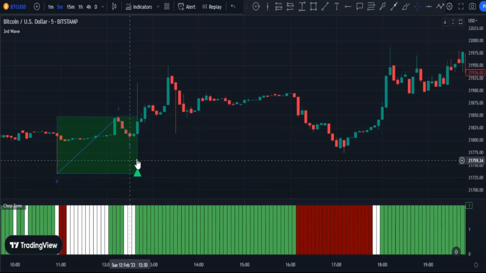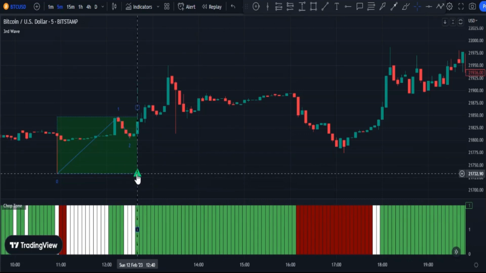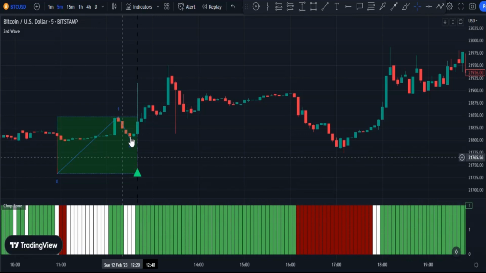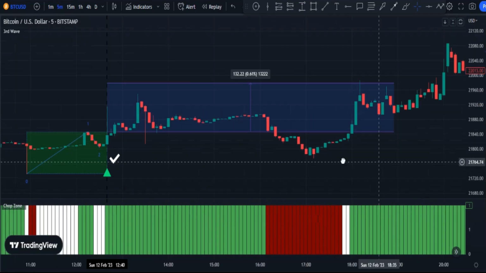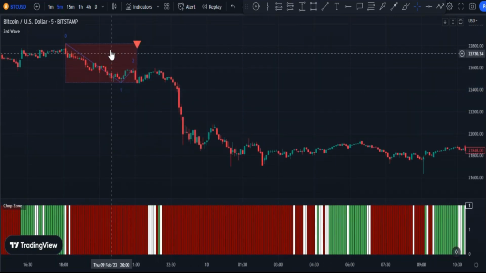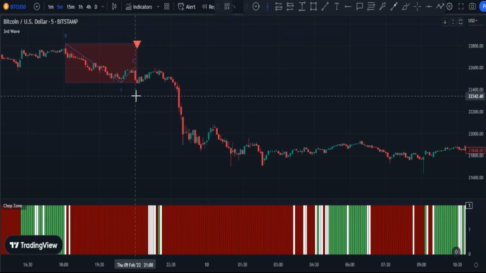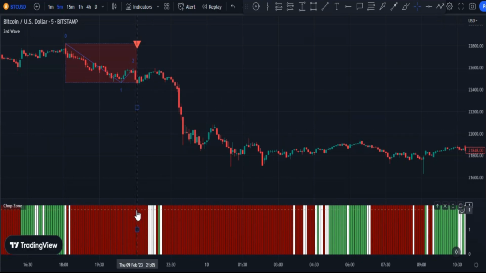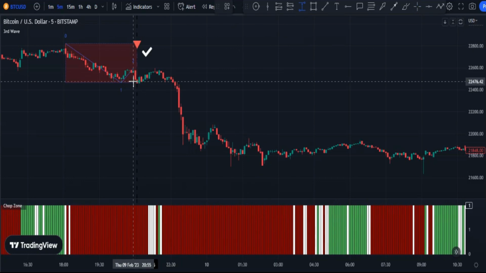In this example, this upwards triangle drawn on the chart has given us a buy signal. If I draw a vertical line on this signal, we can see that in the oscillator of the Chop Zone, the histogram is green. So this buy signal is valid and I can enter the trade using this signal. Or for example, a sell trade here. The downwards triangle has given us a sell signal here, and when I draw a vertical line on this signal, you can see that the histogram of the Chop Zone indicator is red. So this sell signal is also valid and we can enter the sell trade using this signal.